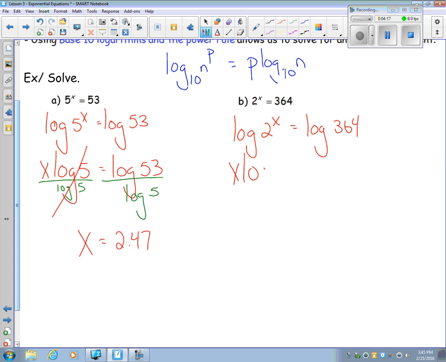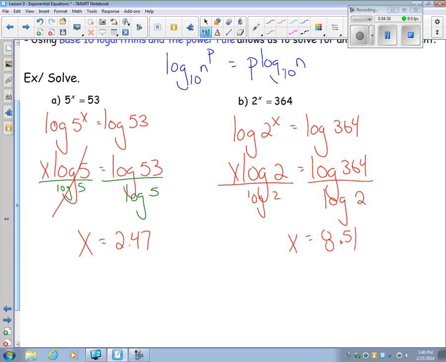The x can come down in front. Everything else stays exactly the same. To solve for x, I get to divide by log 2. If I divide one side, I have to divide the other side. I take out my calculator, I punch in log 364, divide by log 2, and I get 8.51.